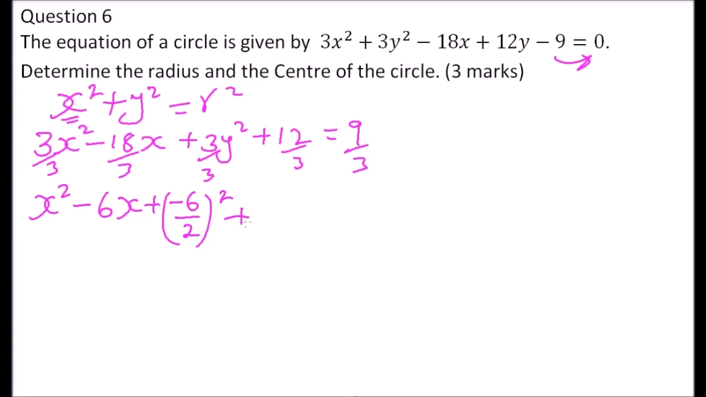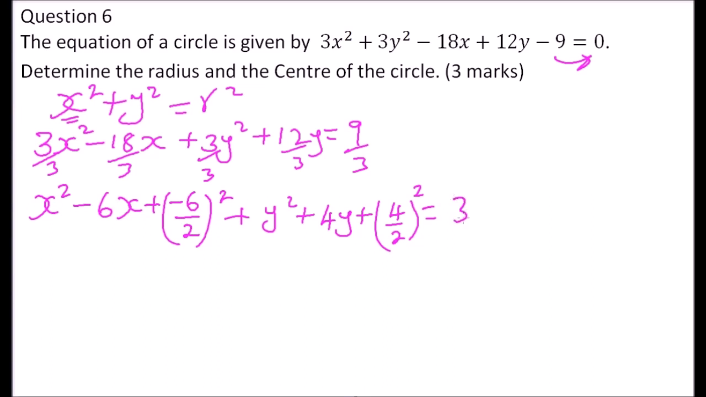Then we have the y side. When you divide by 3, you get y squared plus 12 divided by 3, that will give us 4y. What do we need to add to make these terms of y a perfect square? So here we add half the coefficient of y, squared. So it is 4 divided by 2, squared, equals 9 divided by 3, which is 3.